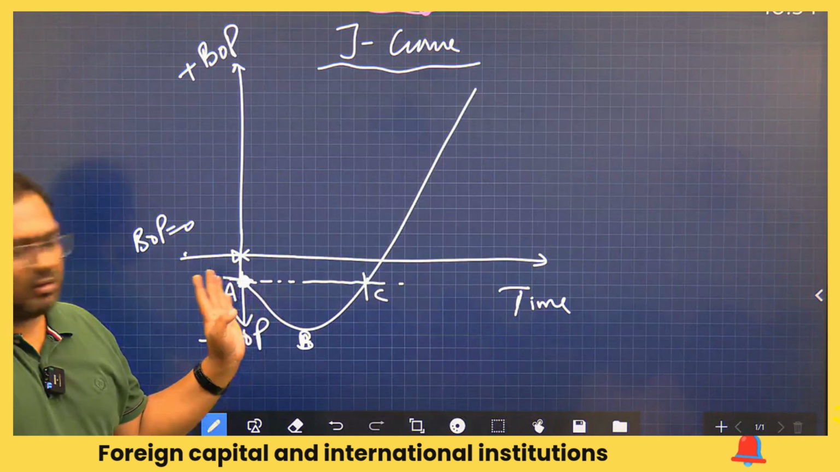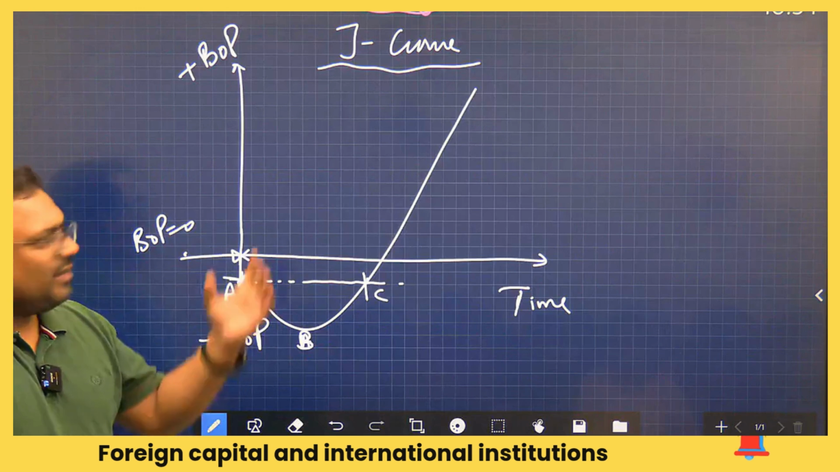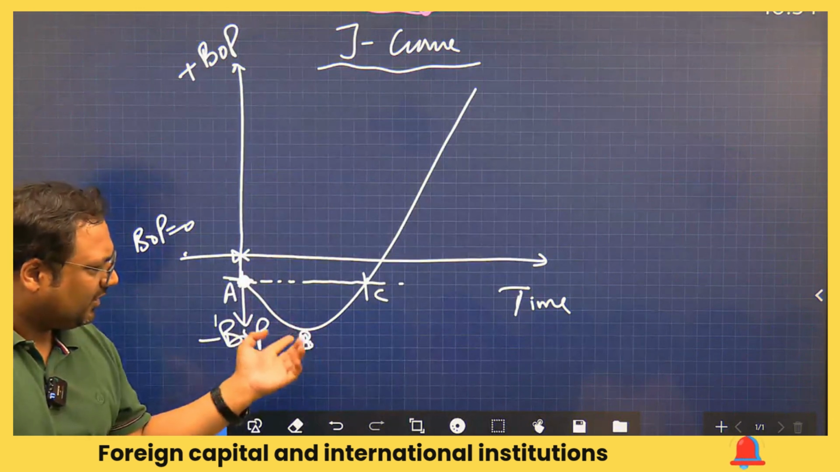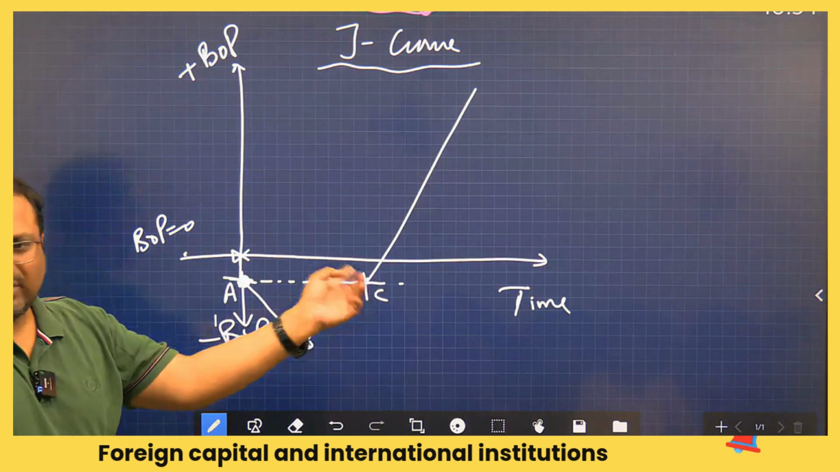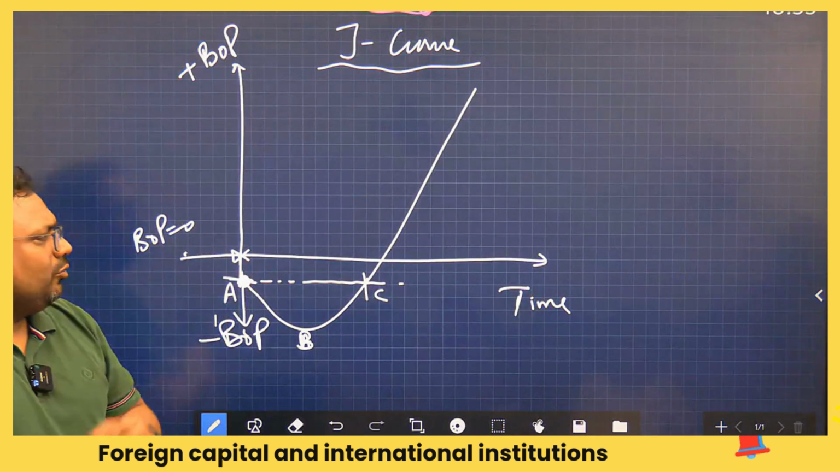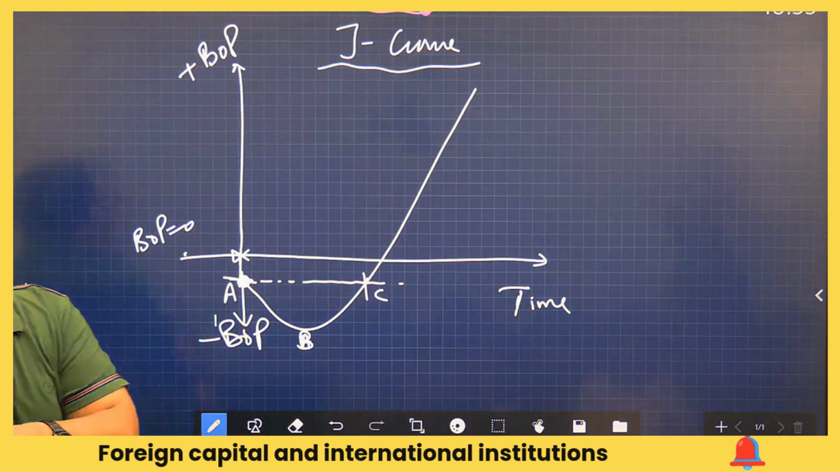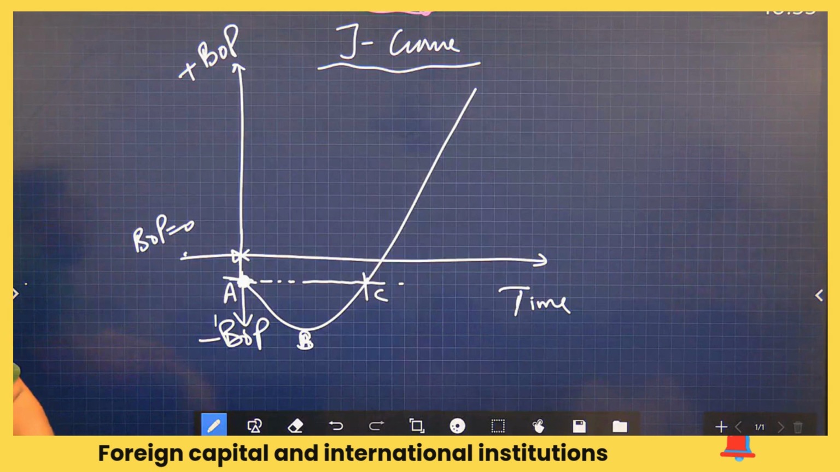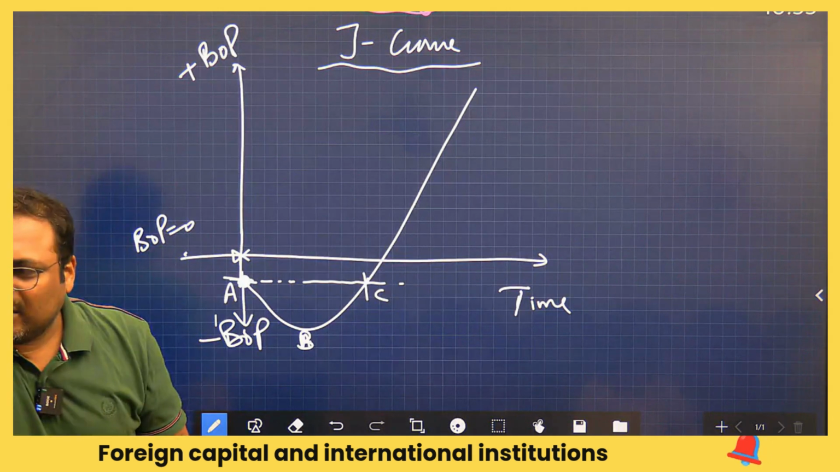Now what the curve is showing is clear to us: first the BOP deficit will increase, then recovery will happen, and then eventually it will come to the level where we are at the same level. Then only it will give you benefits. So benefits from devaluation are not immediate, right? Benefits from devaluation are not immediate, and there is an adjustment period.